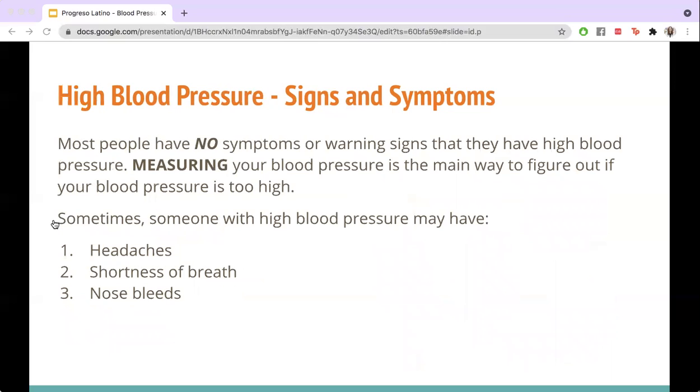Now, high blood pressure, in contrast to low blood pressure, usually doesn't present with any symptoms or warning signs. The main way that you know you have high blood pressure is by measuring it to see if your blood pressure is too high. Some people may have symptoms that include headaches, shortness of breath, or nosebleeds, but the majority don't.